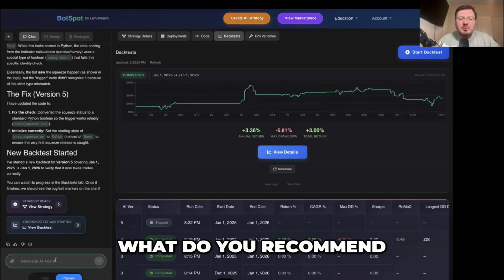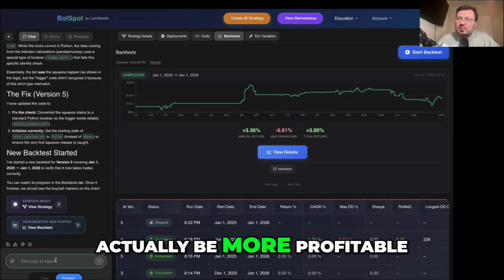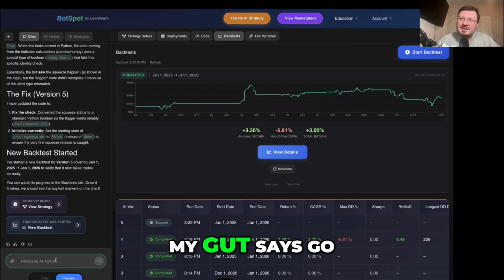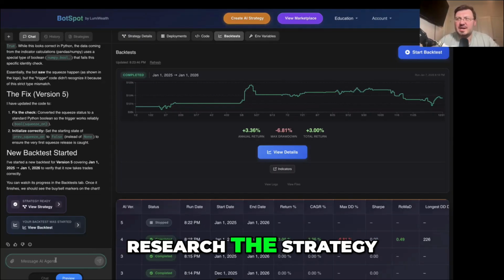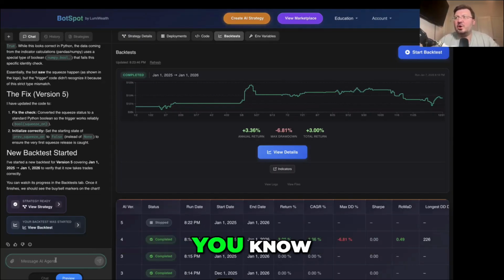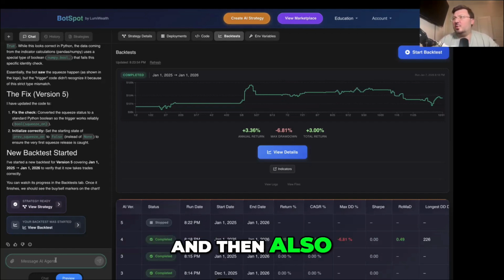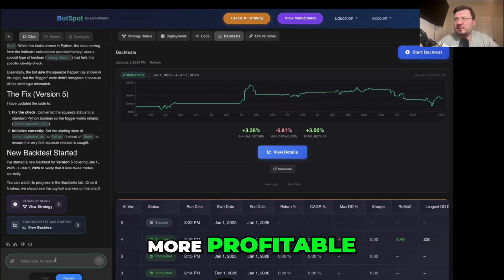What do you recommend for this thing to actually be more profitable? What symbol would you use instead? My gut says go with TQQQ, but can you do some searching, like everything you know off the strategy, research the strategy, and then search for what other symbols would you use that you think would be more profitable than this, right? And then also, what else do you think we can make to make this thing more profitable?